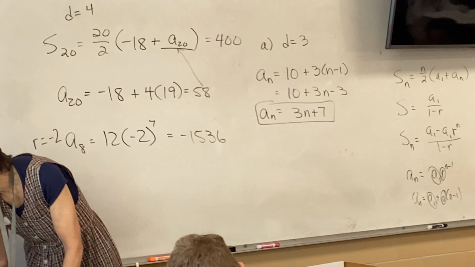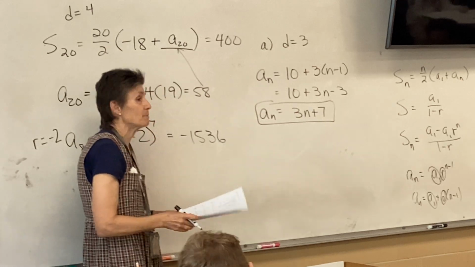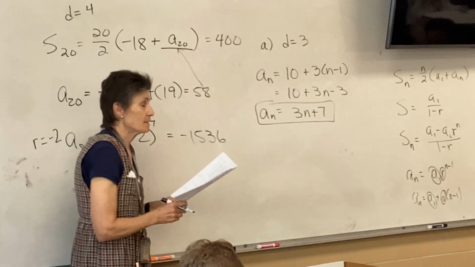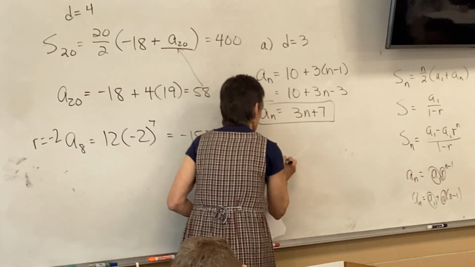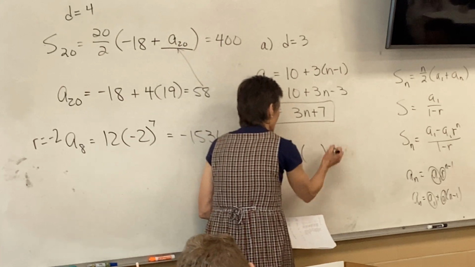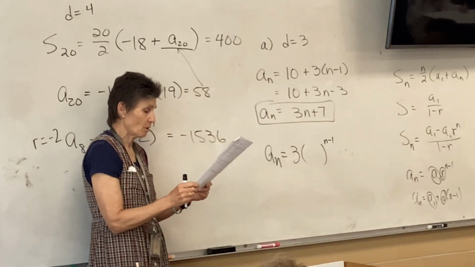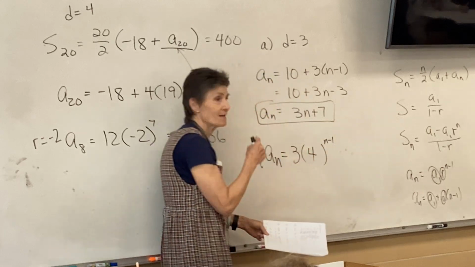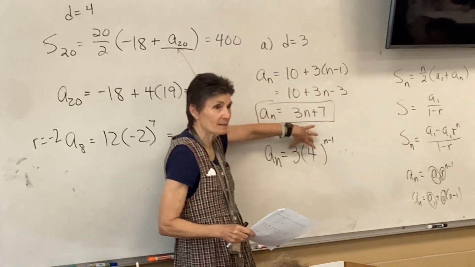Now, what about the next one? It's exactly the same thing, except what kind of a sequence is 8B? It's geometric, so I'll be using this formula, but I'm gonna do the same thing. I'm gonna plug in my first term, which is 3, and then I'm gonna plug in my ratio. What is my ratio in that problem? 4. And this does not simplify, ever. Don't ever combine those.